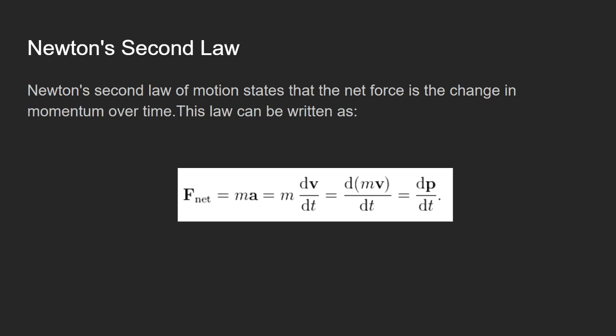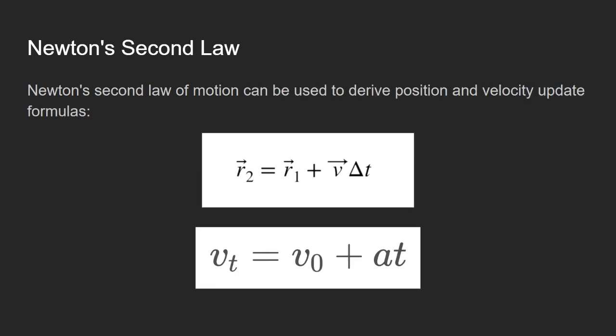Newton's second law of motion states that the net force is the change in momentum over time. This can be written as F net equals ma, or F net equals dp over dt. Newton's second law can be used to derive position and velocity update formulas. The position update formula is the final position equals the initial position plus the velocity times the change in time. The velocity update formula is the final velocity equals the initial velocity plus the acceleration times the change in time. In this case, acceleration can also be taken as F net over the mass.